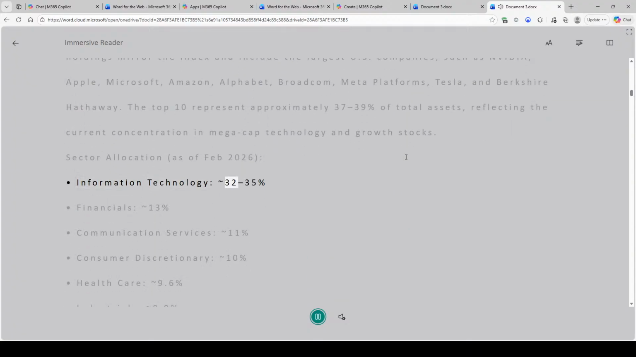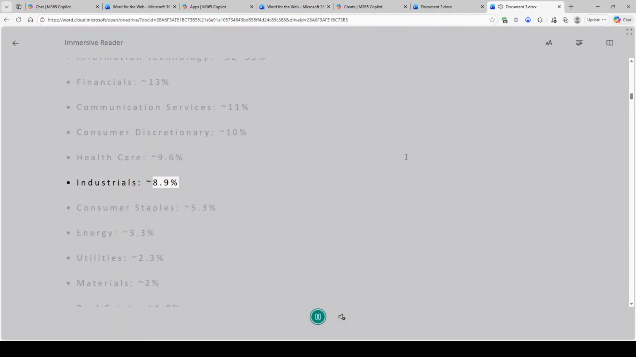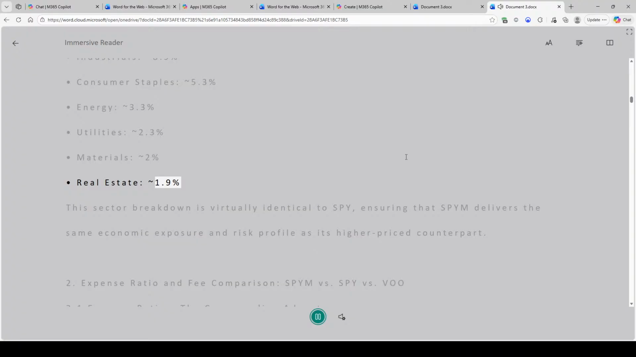Information technology, 35%. Financials, 13%. Communication services, 11%. Consumer discretionary, 10%. Healthcare, 9.6%. Industrials, 8.9%. Consumer staples, 5.3%. Energy, 3.3%. Utilities, 2.3%. Materials, 2%. Real estate, 1.9%. This sector breakdown is virtually identical to SPY, ensuring that SPYM delivers the same economic exposure and risk profile as its higher-priced counterpart.